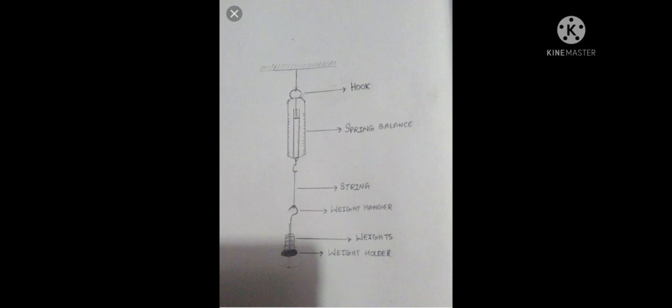Second, separate the whole system from the ceiling and tie the thread to the weight hanger, and now slowly pull up the whole system with your hand when there is a small weight on the hanger. Note down the readings. Do the same when you bring it down.